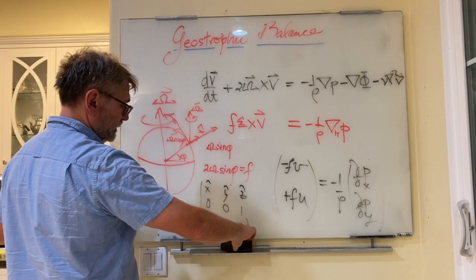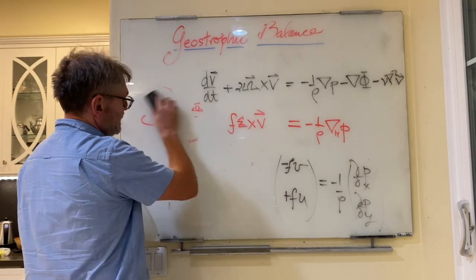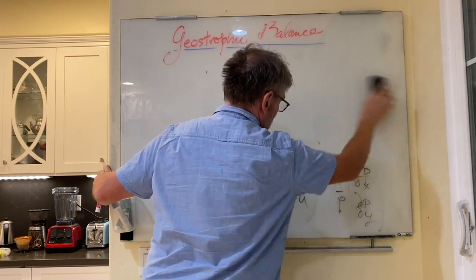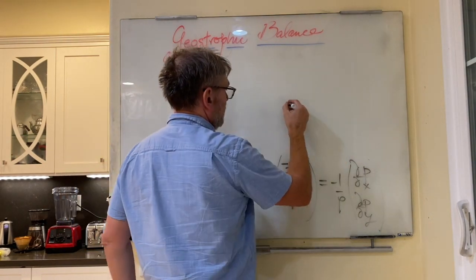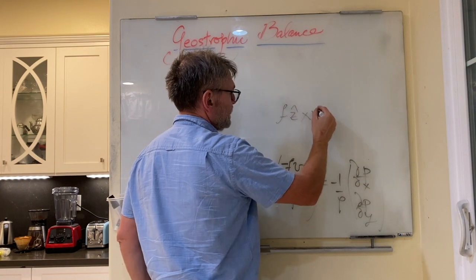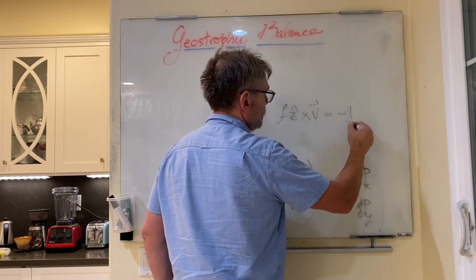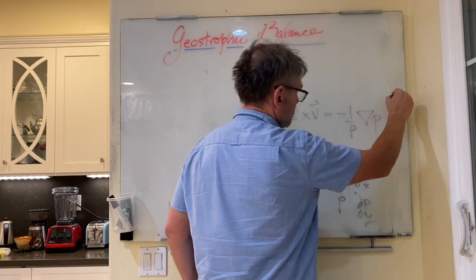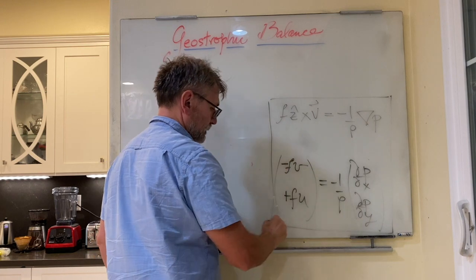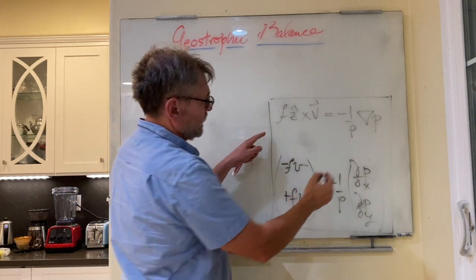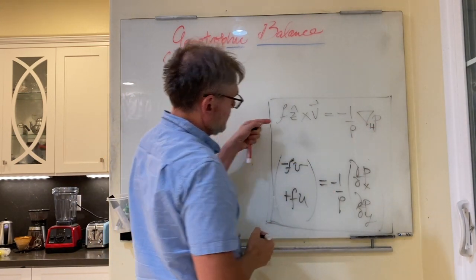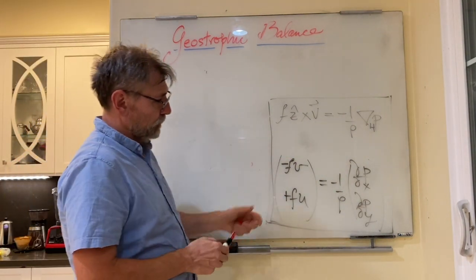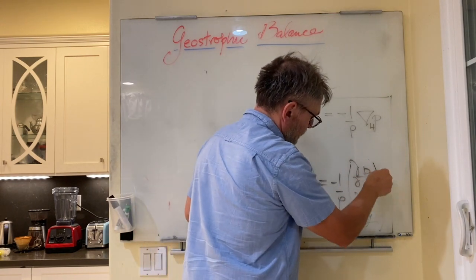So we can think of it this way. If we rewrite it again, f z hat cross v, which is equal to minus 1 over rho grad p. This is the horizontal part. So this is the geostrophic balance written in vector form, and here are the components.